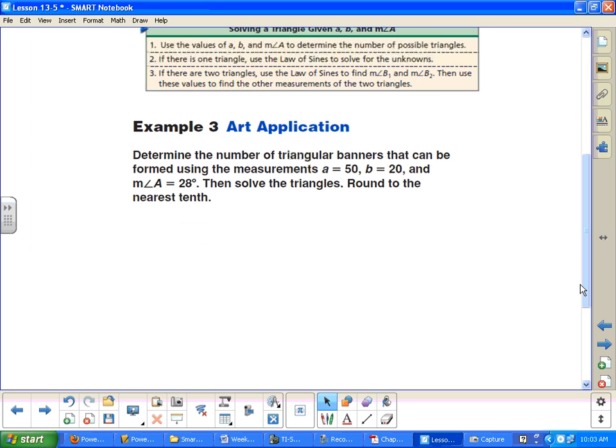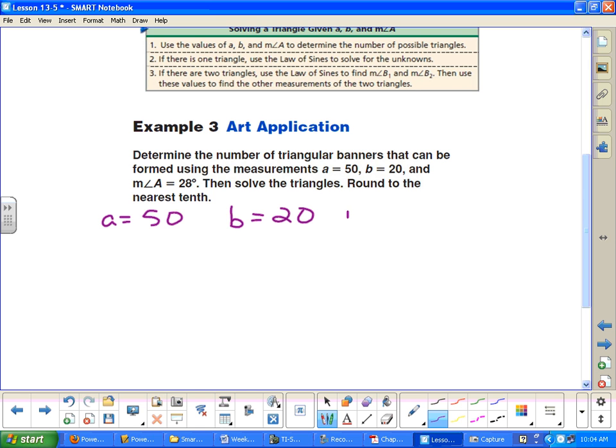So here we go. We have this art application we're going to use for this. It says, determine the number of triangular banners that can be formed using the measurements A equals 50, B equals 20, and the measure of angle A is 28 degrees. And it says, solve the triangle or triangles, and round to the nearest tenth. So we know A is 50, B is 20, angle A is 28 degrees.